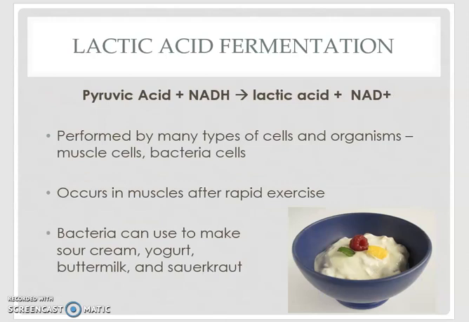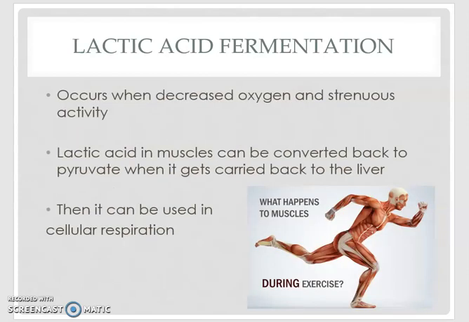For lactic acid fermentation, the equation for this is pyruvic acid plus NADH, and then it yields lactic acid plus NAD+. This is performed by lots of different types of cells and organisms, like muscle cells and bacterial cells. It occurs in muscles after rapid exercise. This can be used to make sour cream, yogurt, buttermilk, sauerkraut, but this is going to be used for a variety of different processes. Lactic acid fermentation occurs when there's decreased oxygen and strenuous activity in our muscles, and so lactic acid in muscles can be converted back to pyruvate when it gets carried back to your liver. Then it can be used for cell respiration.